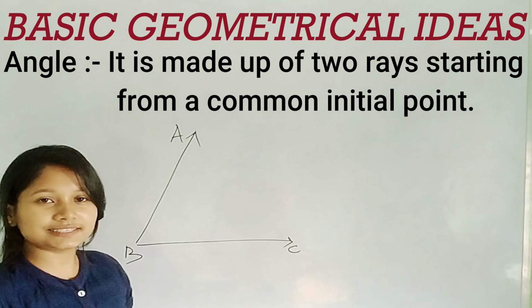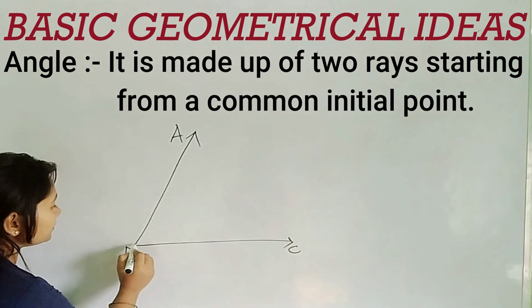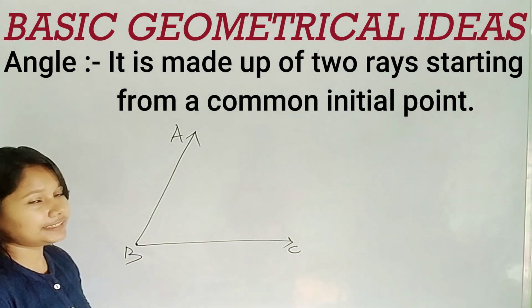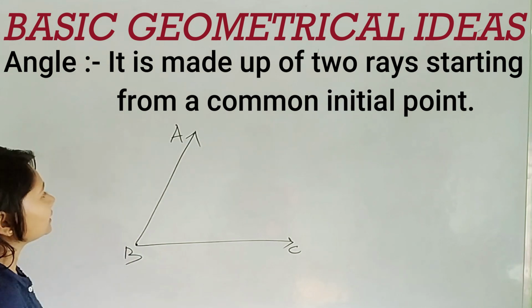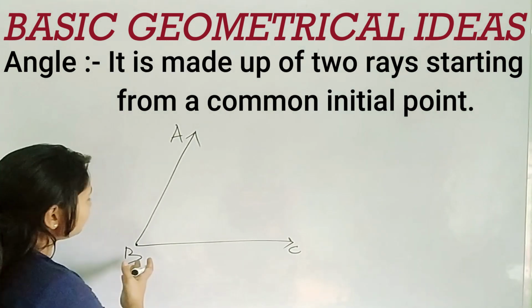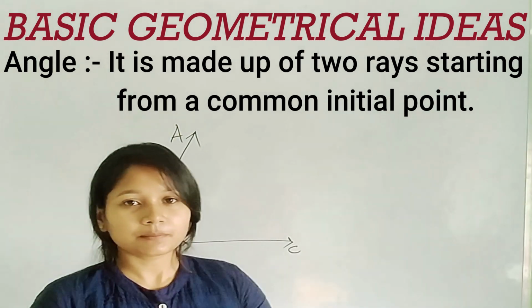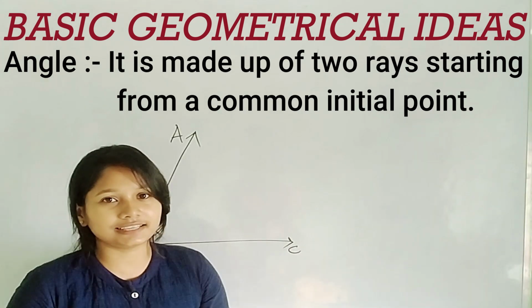AB and BC are two sides of the angle, and the point B is known as the vertex of the angle, right? Here we know that AB and BC are sides and B is known as the vertex. पर एक एंगल को आइडेंटिफाई करने के लिए हम उसे नाम कैसे देंगे?